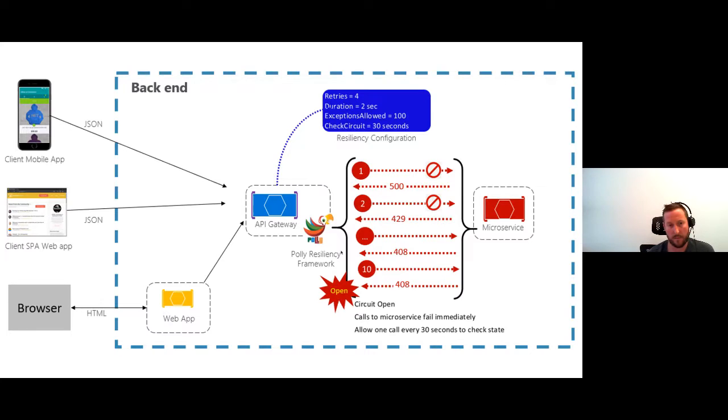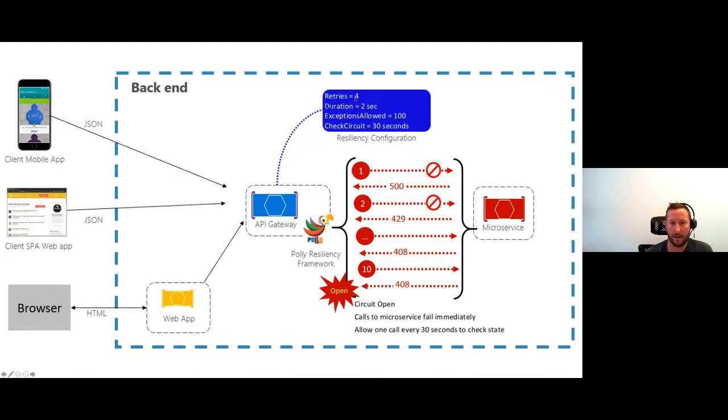So this is another example of adding resiliency to your application. This is an API gateway that's connecting to a microservice. You can see here the client mobile application is connecting to the API gateway, and this is built in with a tool called Polly. It's a .NET tool that allows you to do retries. There's a bunch of different things in it, like a circuit breaker as well, and a few other patterns as well.